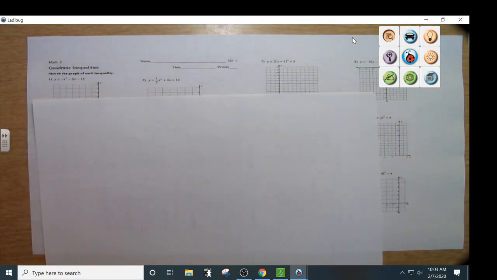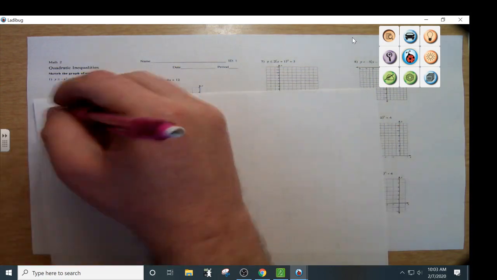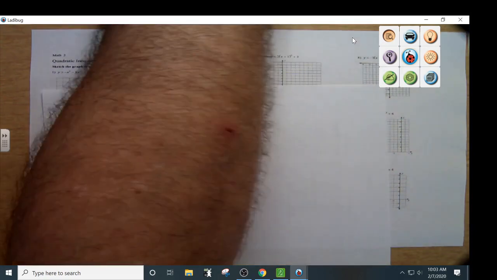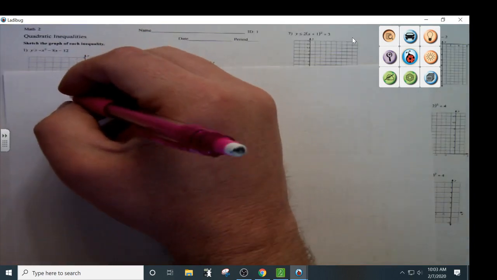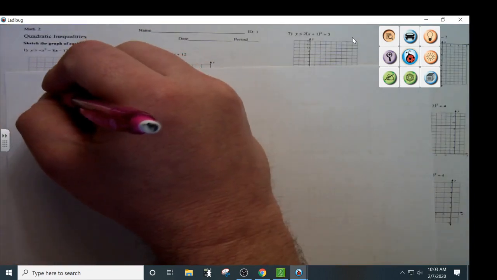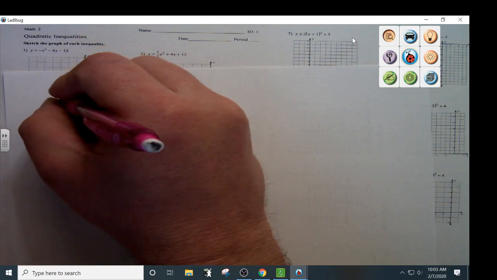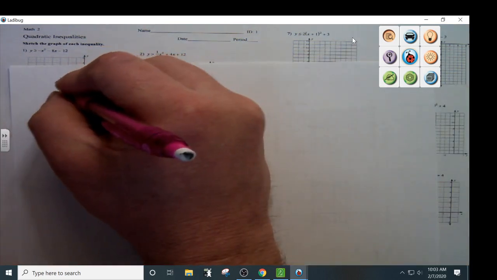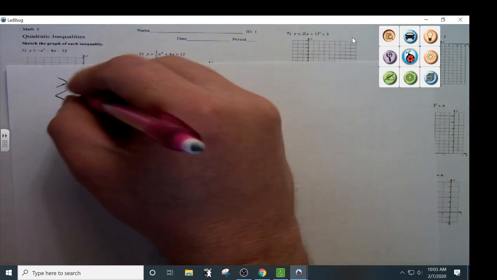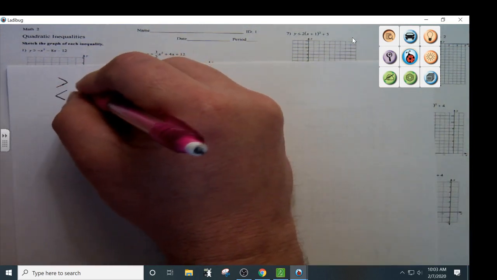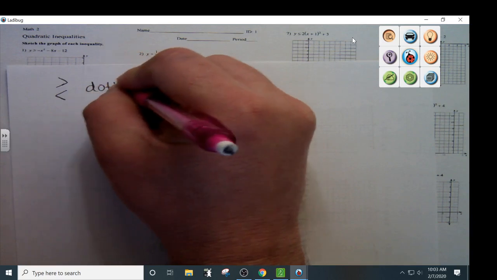Okay, guys, there will be very few notes for this. All right, first thing, if your inequality is not equal to, so it's greater than or less than, notice it does not have the equal mark underneath the greater than or less than, your parabola will be made of a dotted line. Okay, it'll be called your boundary line.